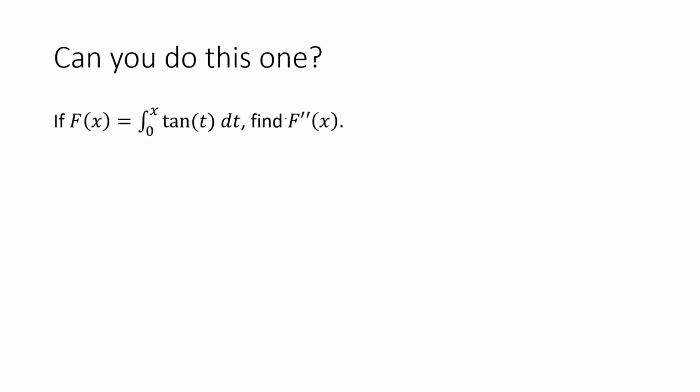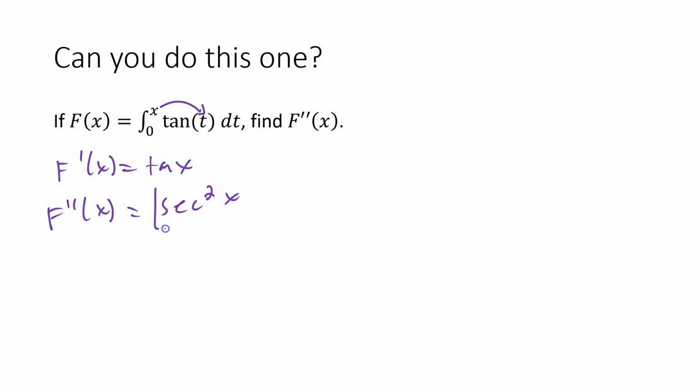Alright, let's see how you did. First thing we need is f prime of x. Well, that's the derivative of the accumulation function, so we just dump the x right in there. So that is going to be tangent of x. The second derivative of x, then, well, we just take the derivative of tangent, which is secant squared x. And that's your answer. Second derivative of the accumulation function.